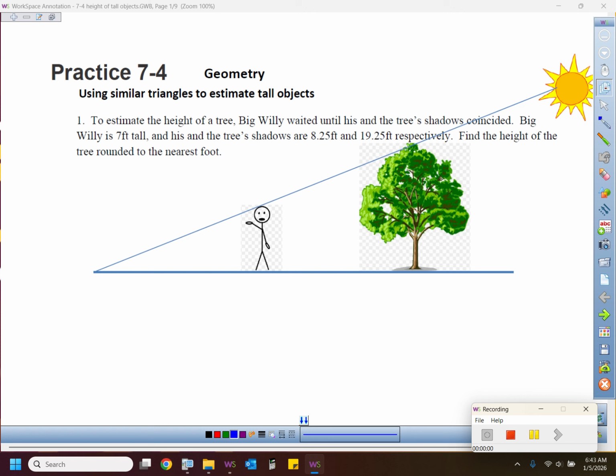7-4 in geometry. Today we're going to use similar triangles to estimate the height of really, really tall objects. The key word here is that we're going to estimate this, because not everything in this world is an exact science. So here's what we got.